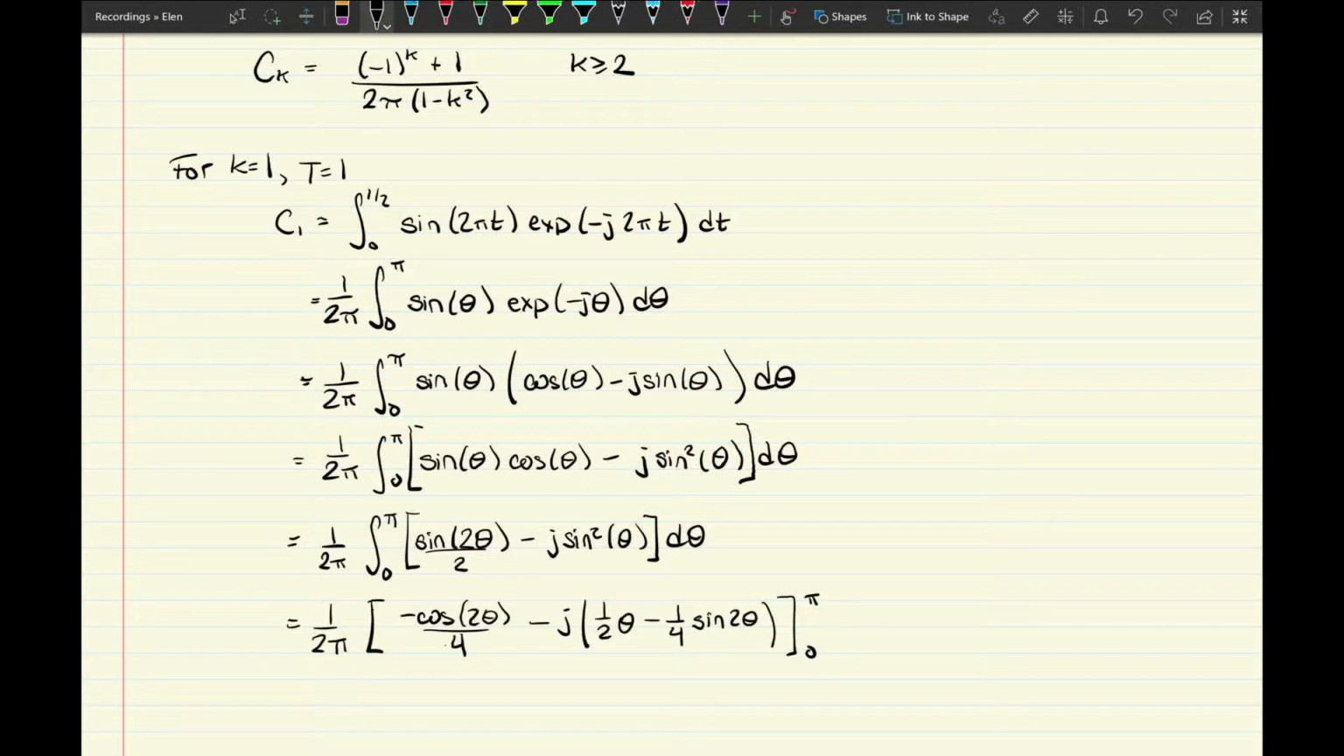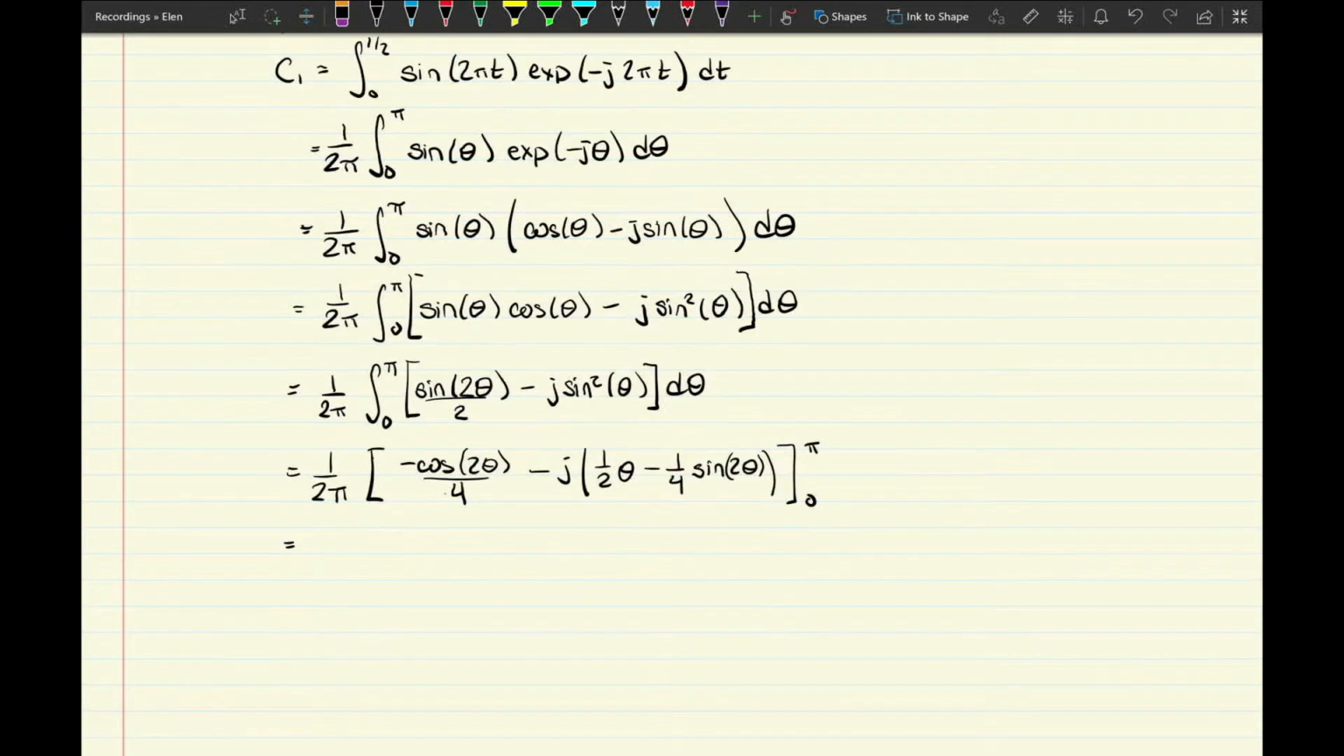Okay, so the antiderivative of sine 2 theta is negative cosine 2 theta over 2. So that leaves us with negative cosine 2 theta over 4 now. And then j is just a constant multiple, and the antiderivative of sine squared theta is 1/2 theta minus 1/4 sine 2 theta. Now, it might be easy to go and expand this whole thing out before we evaluate from 0 to pi. And once we've expanded it, now we can evaluate at theta equals pi and theta equals 0.